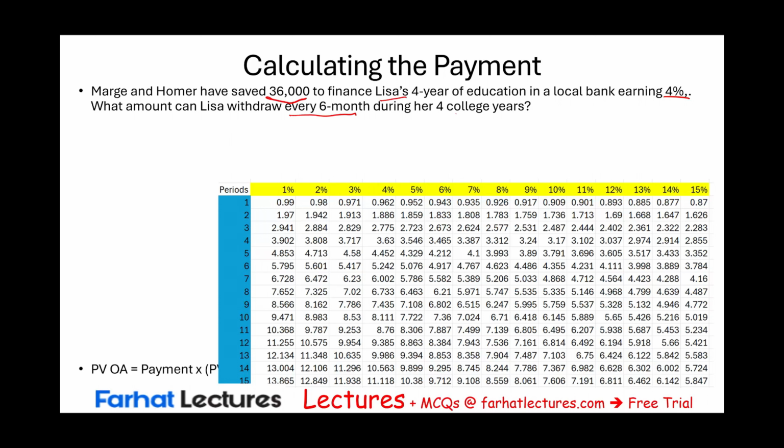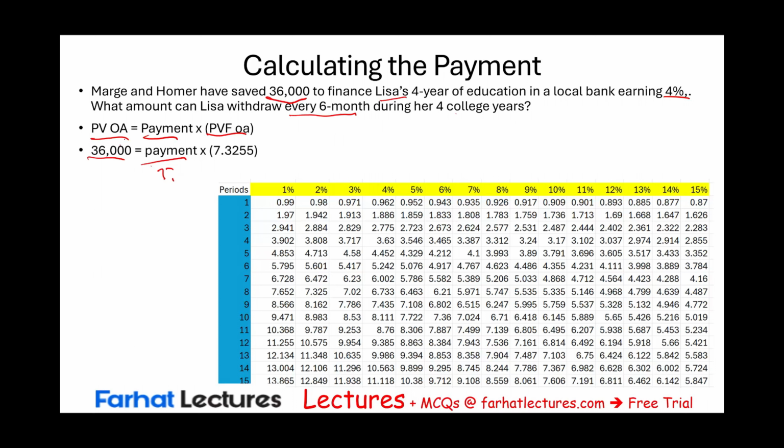Remember, what's the formula? The payment times the present value factor equals the present value of the ordinary annuity. So let's complete what we have. We have the present value of an ordinary annuity, which is $36,000. We don't know the payment. This is what we're looking for. We know the factor. How did we know the factor? Now we have to be very careful here, okay?